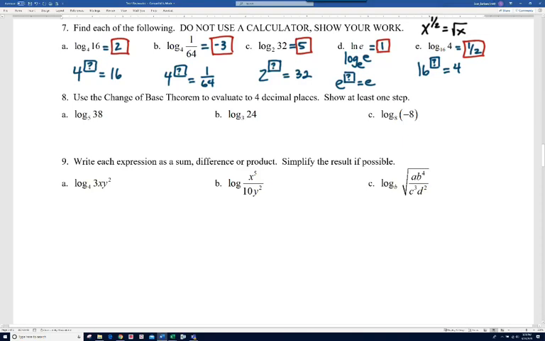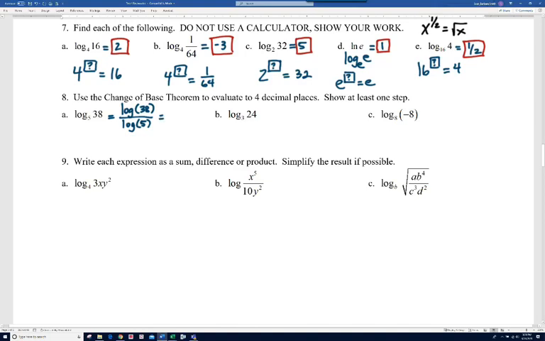All right, in number 8, it says use the change of base theorem to evaluate to 4 decimal places. Show at least one step. Well, we're going to use the change of base formula or theorem. This is equal to the log of 38 over the log of 5. Now notice how I put in the parentheses, especially this one here. It's really important that you put that in when you plug this into your calculator. And basically, the way I see it is it's the log of the larger number over the log of the lower number. Notice these new logs are base 10 logs, or what we call common logs.